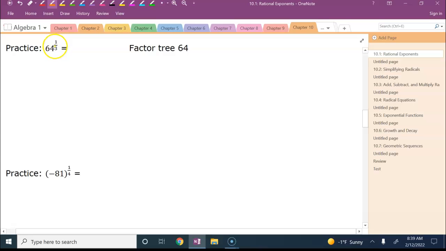So 64 to the 1/3 power would be the same thing as the cube root of 64. And now I'm going to factor tree my 64 like I did before on those last couple of examples, and I'm looking for a group of 3 for this problem. So 64, I could do 16 times 4, and for 16 I could do 4 times 4. So there's my group of 3. So the cube root of 64 would just be a 4.